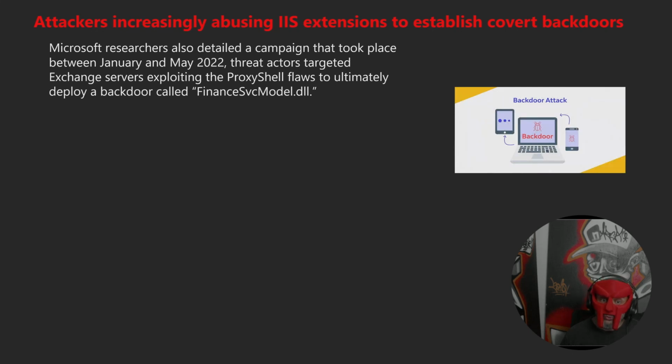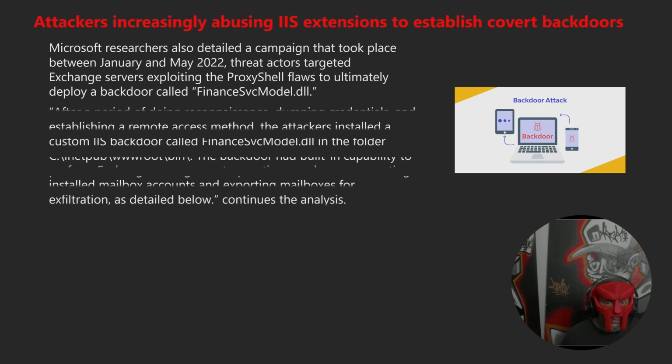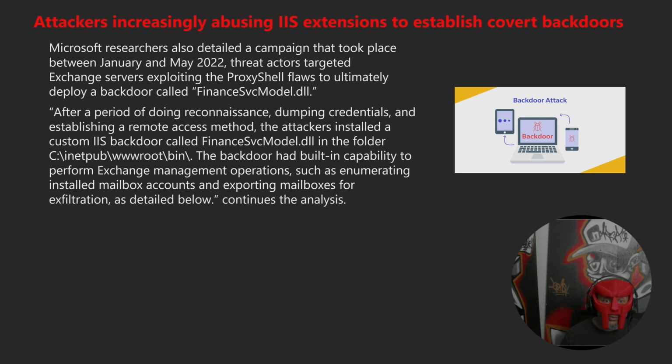Microsoft researchers also detailed a campaign that took place between January and May 2022. Threat actors targeted Exchange servers, exploiting the ProxyShell flaws to ultimately deploy a backdoor called FinanceServiceModel.dll. After a period of doing reconnaissance, dumping credentials, and establishing a remote access method, the attackers installed a custom IIS backdoor called FinanceServiceModel.dll in the folder C:\inetpub\wwwroot\bin.